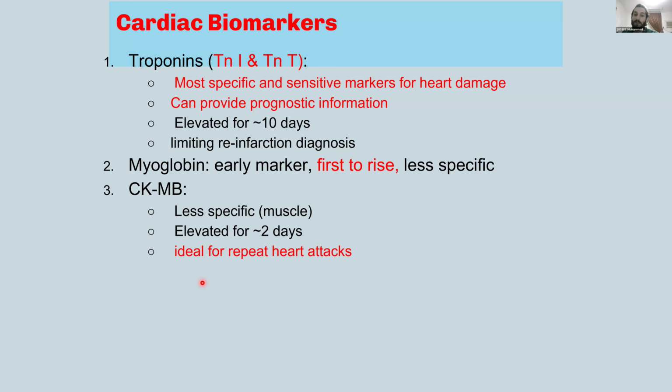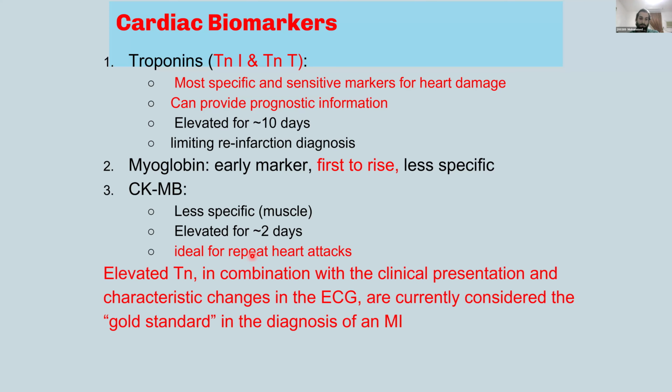But if you did the troponin test, it stays high for 10 days. So when you measure the troponin on the third day, this patient might still have the troponin of the first heart attack. He might not have a second heart attack. How would I know? I just go to CKMB, and this will exclude whether the patient had a repeat heart attack or not. As I said, troponin plus ECG are the gold standard diagnostic measures used in clinical practice for a heart attack.